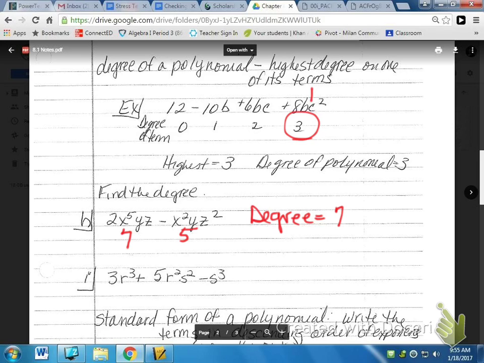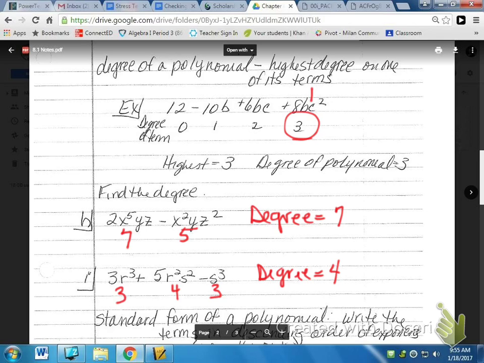Okay, next. 3r cubed plus 5r squared s squared minus s cubed. So find the degree of each term. The first term is 3. What's the second one? 4. And what's the third one? 3. So my highest degree would be the degree of the polynomial, which would be 4. Now, if you have two that are highest, like there was a 4 and a 4, then you just go with 4. Okay? So whatever's highest, that's what you go with.